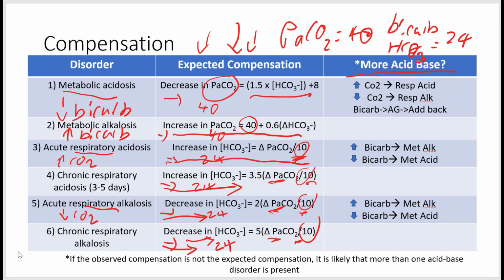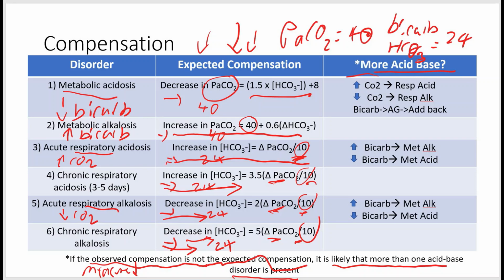So the last column is asking if there's more than one acid-base disorder present in addition to the primary acid-base disorder. If the observed compensation is not the expected compensation, it is likely that more than one acid-base disorder is present. Observed equals measured on the ABG for CO2 and the BMP for bicarb.